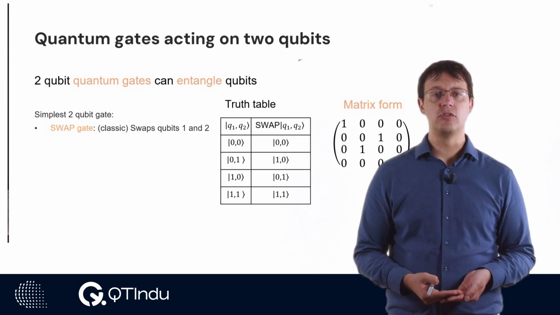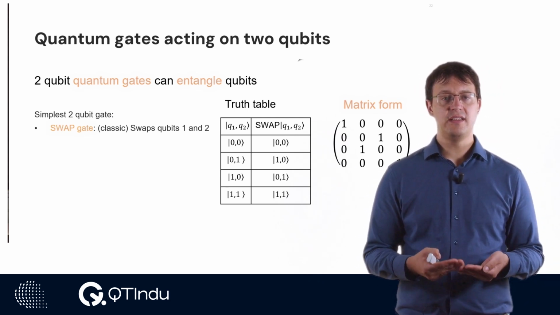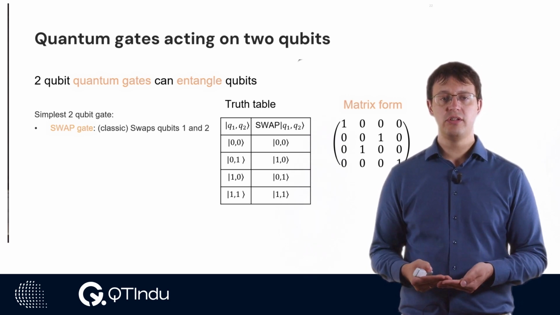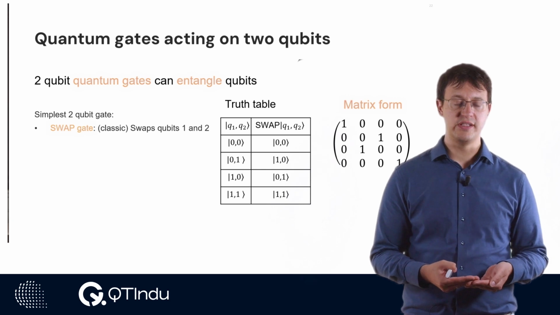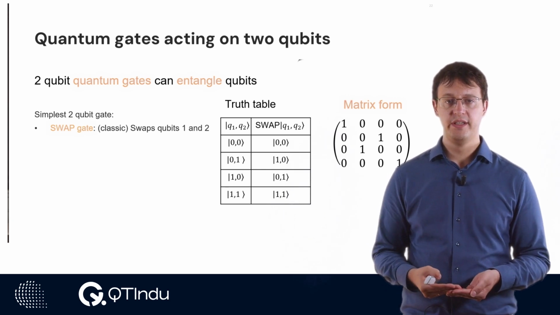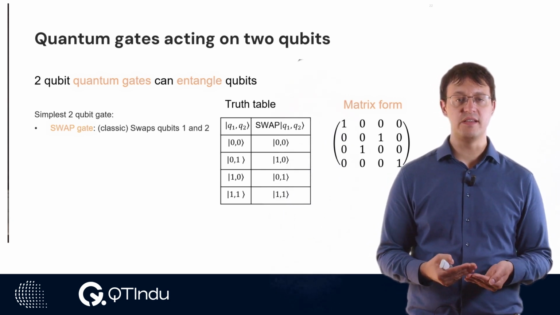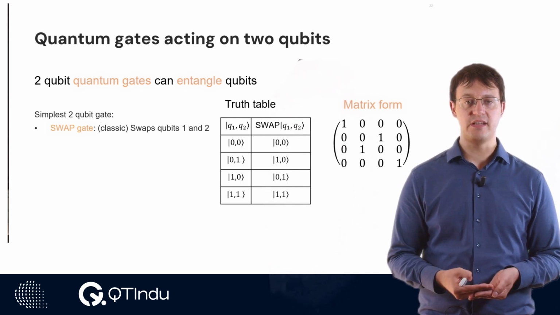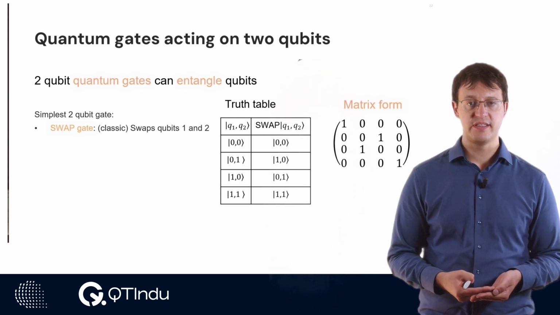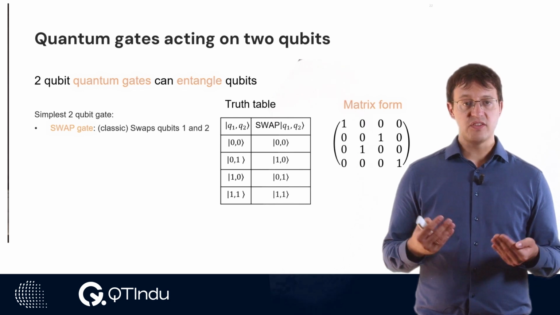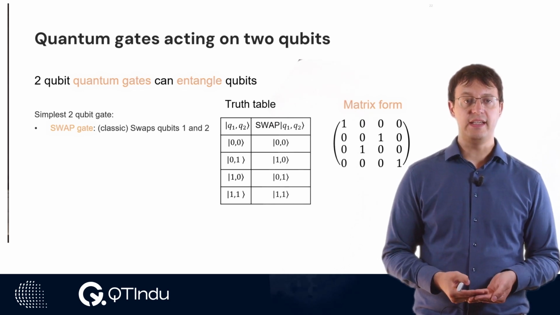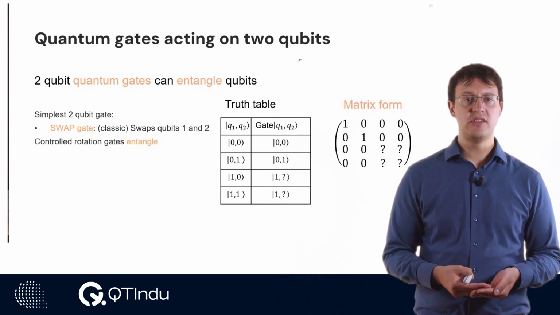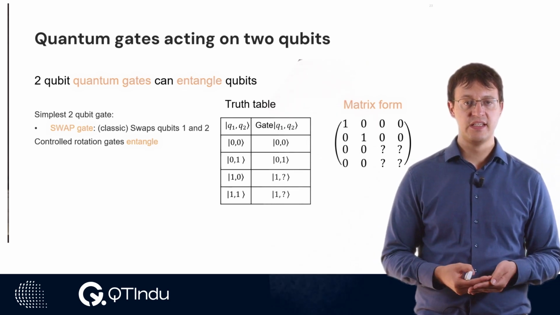And if you look at a truth table, we can see that the state 0, 1 is swapped to the state 1, 0, and the state 1, 0 is swapped to the state 0, 1. If we write this in matrix form, we get the following matrix as represented here on the side. The swap gate is a non-entangling gate. So in order to get entanglement, we need so-called conditional gates.